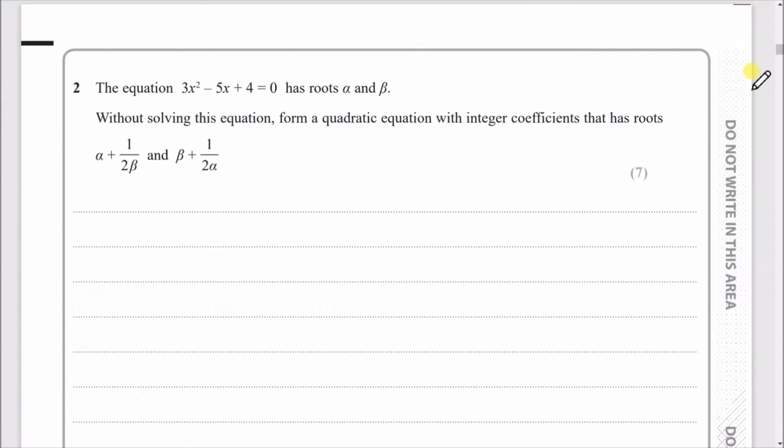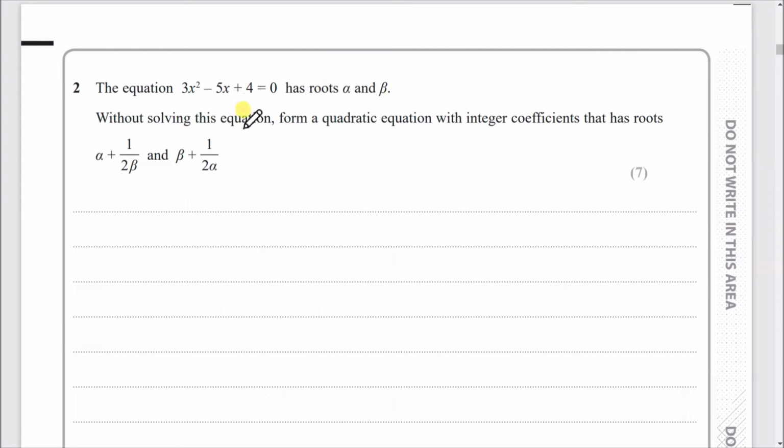So the equation here is 3x squared minus 5x plus 4 equals 0, and it has two roots, alpha and beta. What this means, guys, is that if these were just regular numbers like 2 and 3 or 1 and 4, if you factorize this, you get two solutions. The two solutions are called roots.